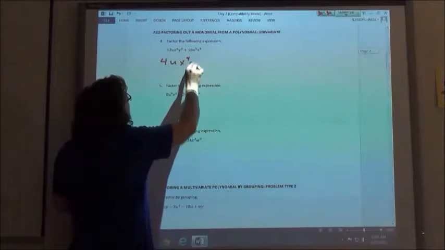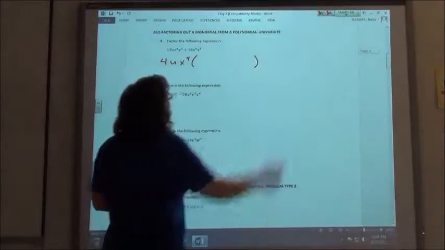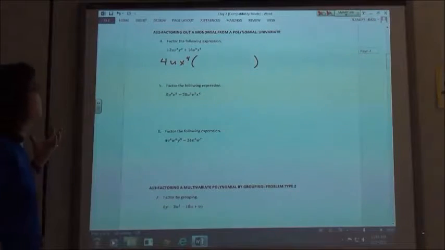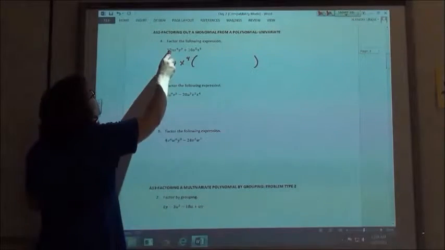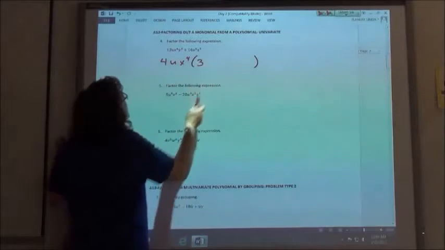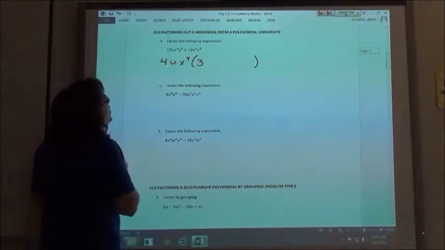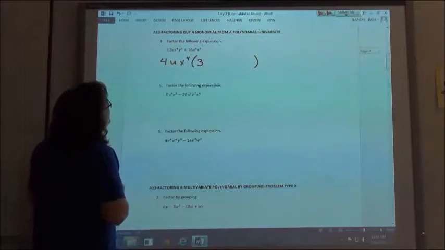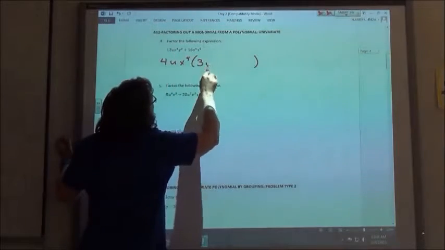So I put my greatest common factor out in front, and then basically I just divide it out of both terms. I'm dividing my coefficients, the numbers in front. I'm going to subtract my exponents. So 12 divided by 4 is 3. I had 1 and took out 1. I don't have any left. I had 4 and took out 4. I don't have any left. And then I have my y squared.